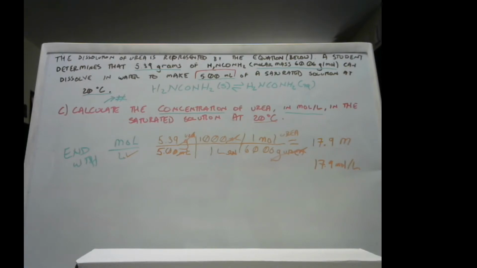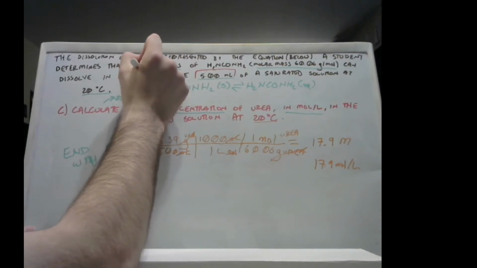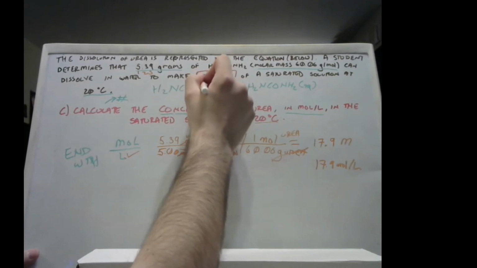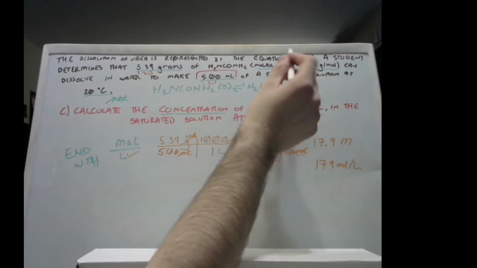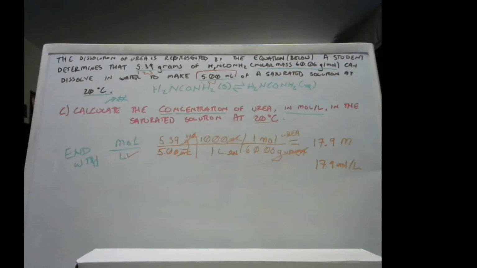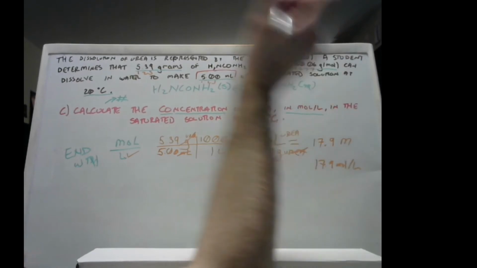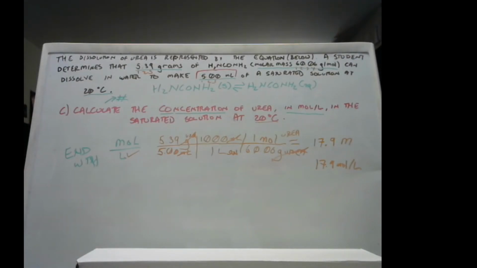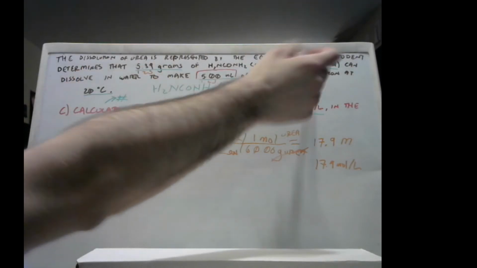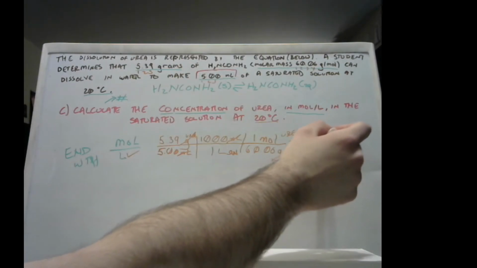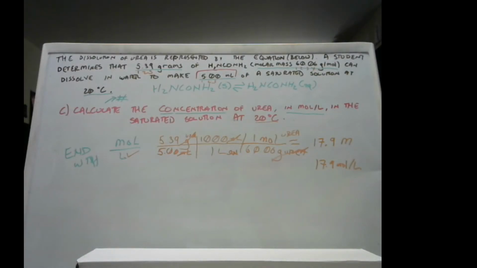Why 17.9? Well, let's talk sig figs. On the 5.39, there are 1, 2, 3 sig figs. On the 5.00, there are 1, 2, 3 sig figs. On the molar mass, it's a given quantity. It's assumed to be infinite, but even if it wasn't, there are 1, 2, 3, 4 sig figs. When you do sig figs, you always take the lowest number when you're multiplying. 3, 3, and 4. Out of those, 3 is the lowest. So 1, 2, 3 sig figs.